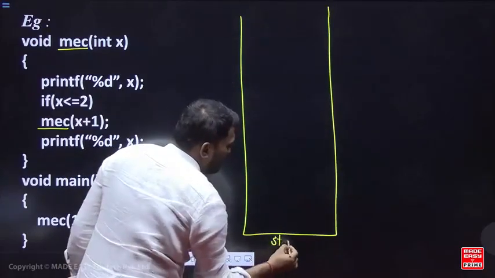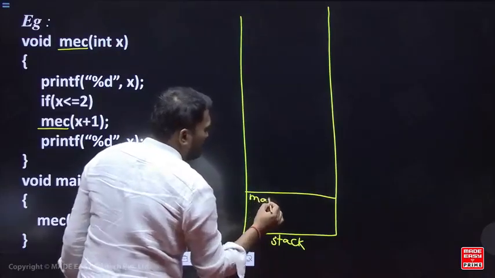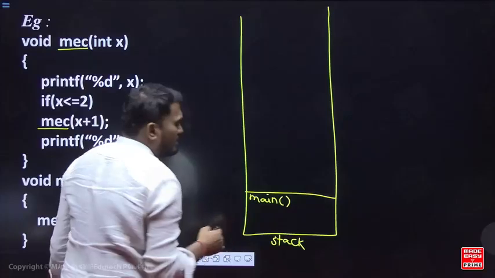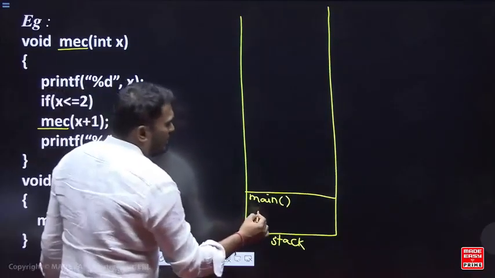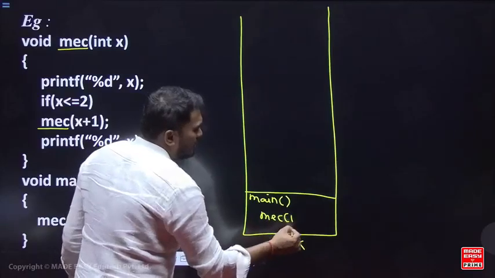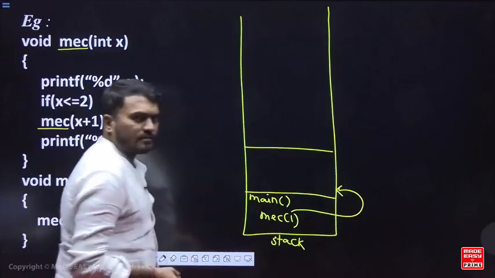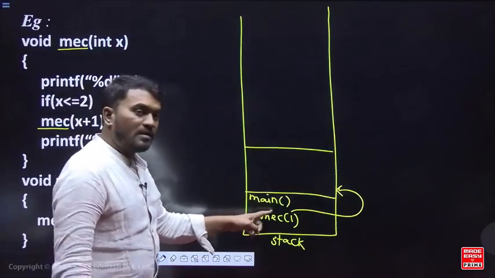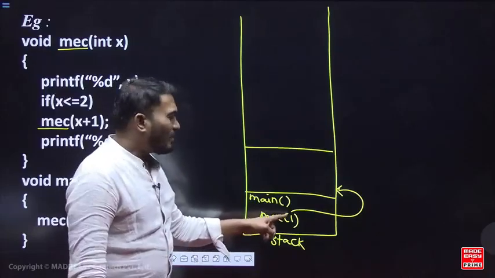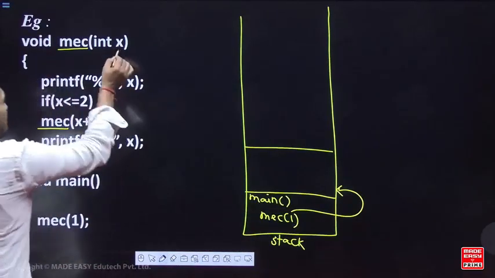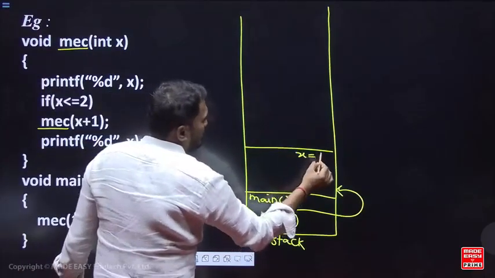So let's say you have a stack here. First, the main function will be pushed into the stack. In the main function, you are calling MEC(1). So you are calling the MEC function here, passing 1. Then the MEC function will be pushed into the stack. When you call MEC of 1, MEC means Made Easy Coaching. You are passing value 1 here, and that value 1 will be received into x. So x receives the value 1.